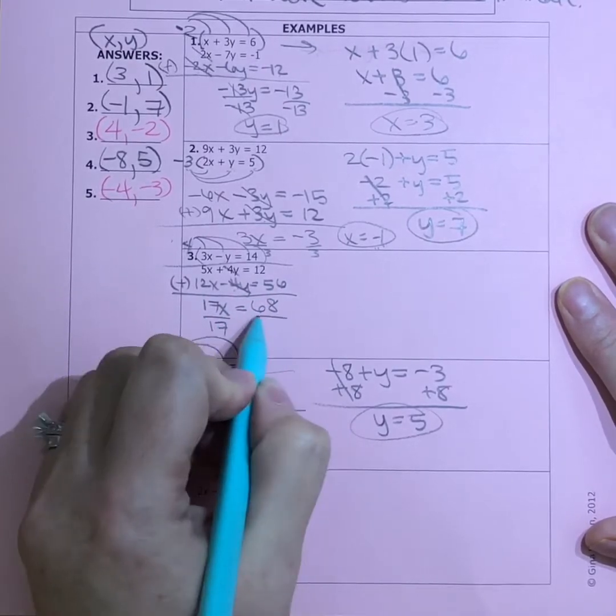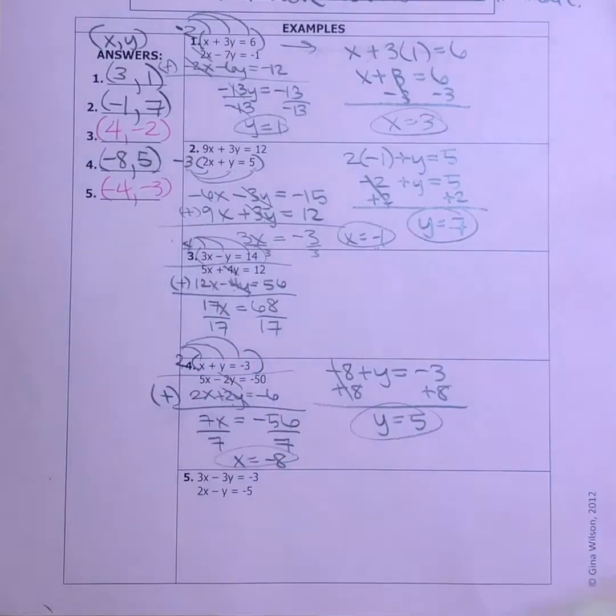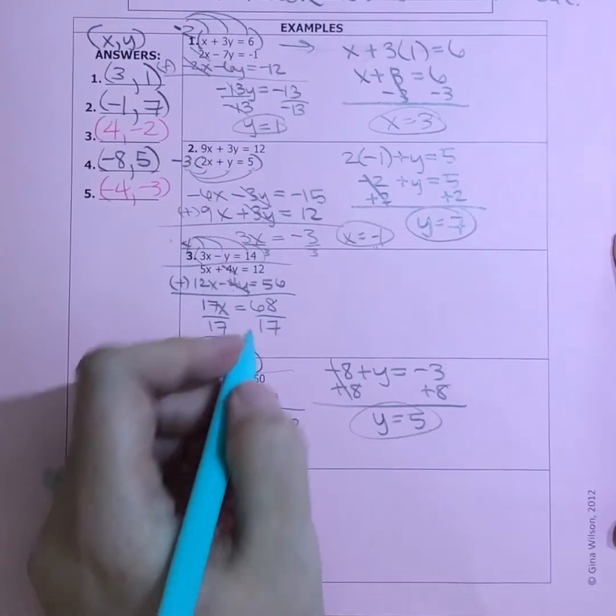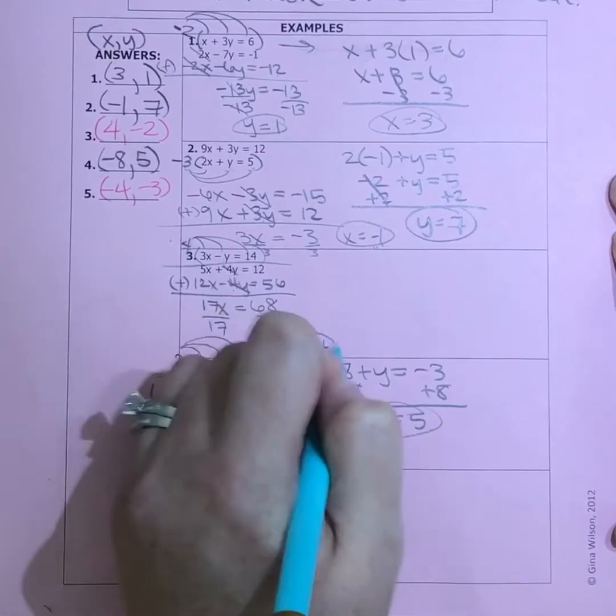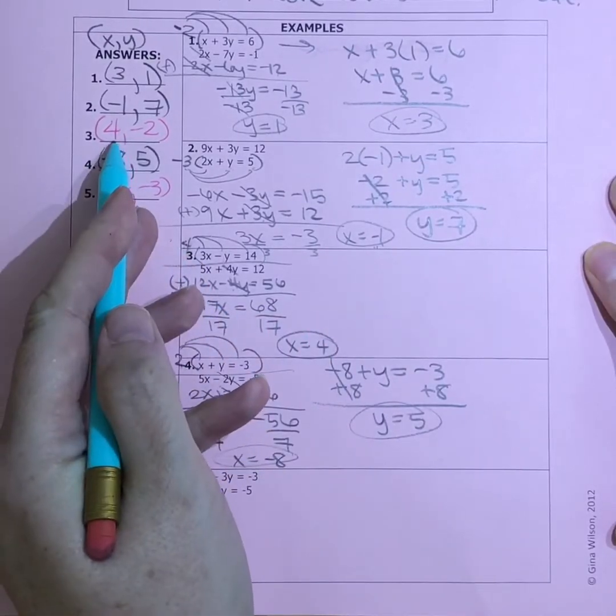Divide by 17, well, get my trusty calculator. So 68 divided by 17 is 4. So that means x is 4, just like the answer key says.